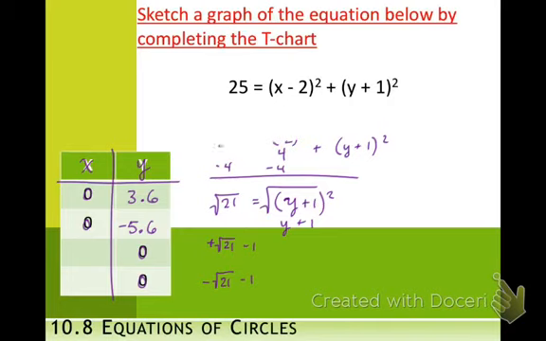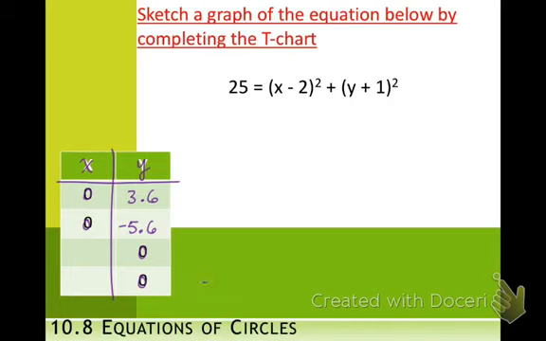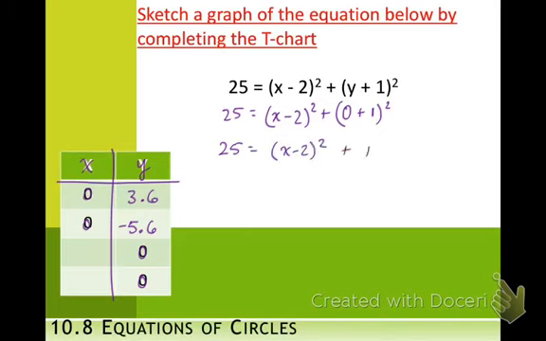All right, now let's plug in 0 for y. Let me get rid of this. So here's my 0. Write out the rest of it. And we have a similar situation. So I've got 25 equals x minus 2 squared plus 1, right? 0 plus 1 squared. I'm going to take away 1 from both sides. So I have 24 equal to x minus 2 squared.